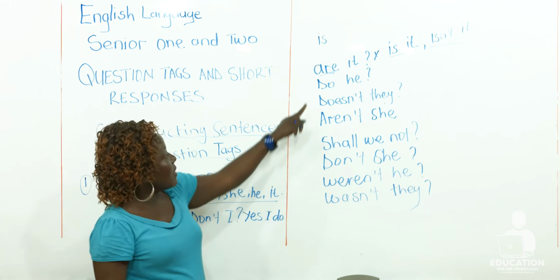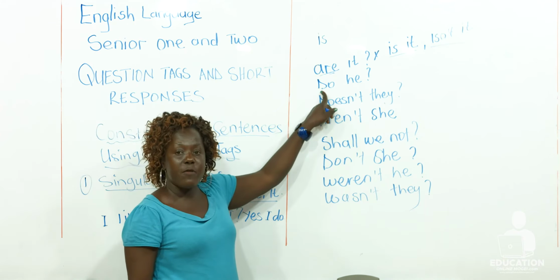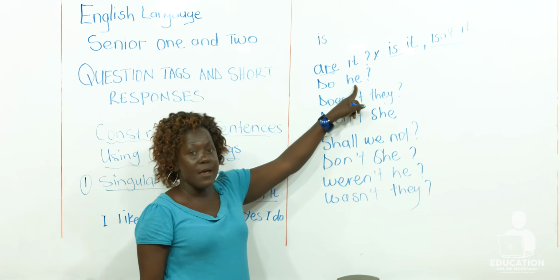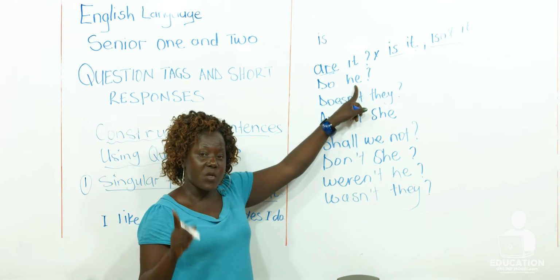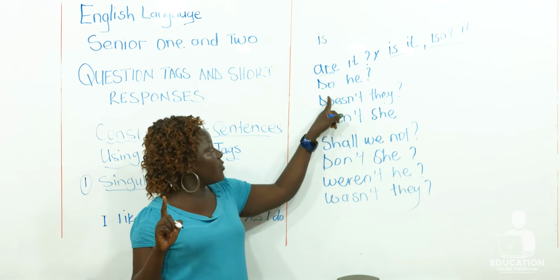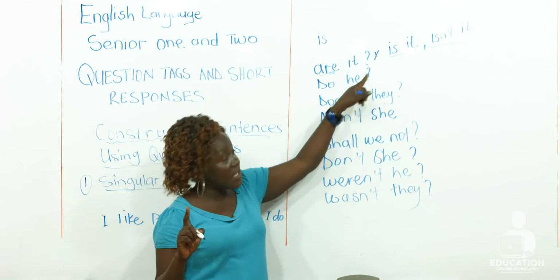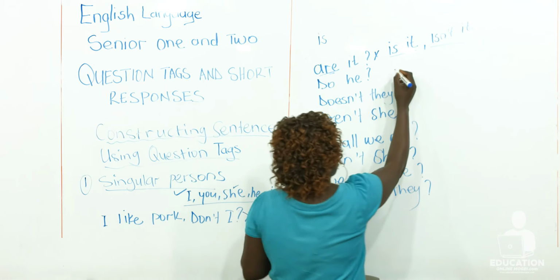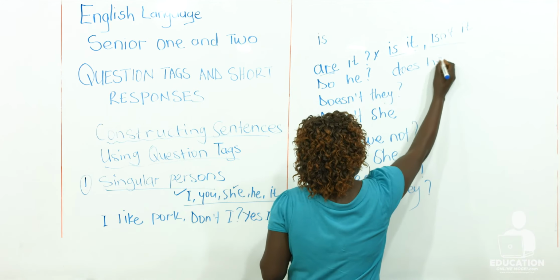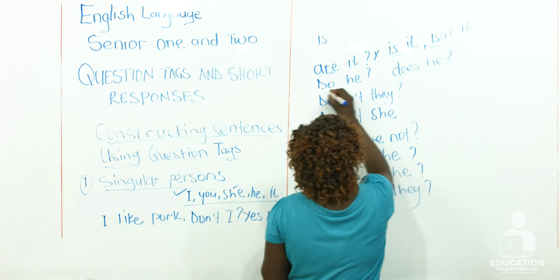Right. Do is the plural form of does. And remember, he is the third person singular. It cannot match with do. Therefore, you will say does he instead of this one. Does he instead of this one.